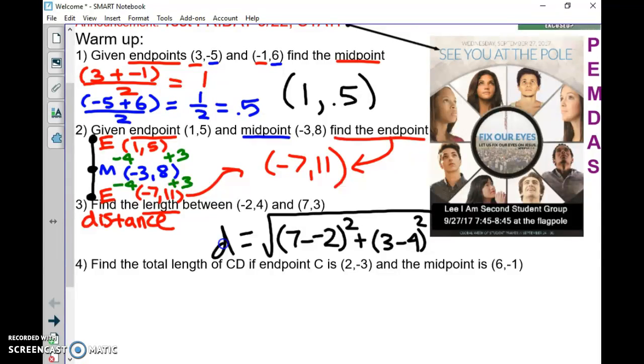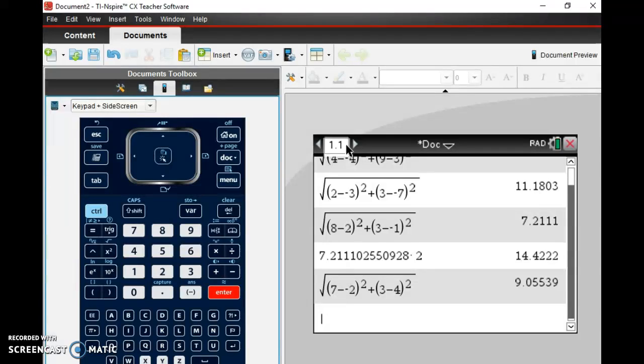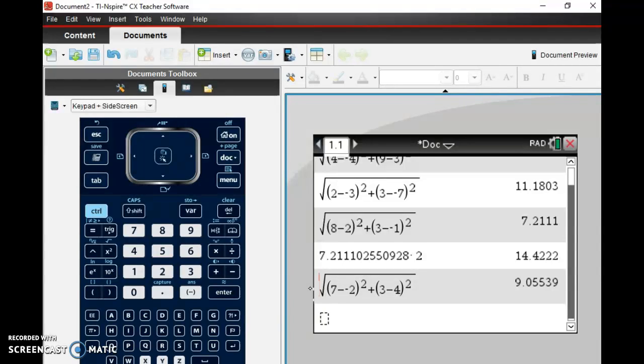When we get to number 4. Right now we're on number 3. So on number 3, we're using these numbers. 7 minus negative 2, 3 minus 4. If I type that in the calculator, I should get, it's this last one right here, 9.06. That third 5 is going to make the second 5 after the decimal round up.